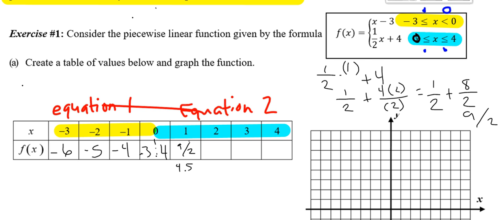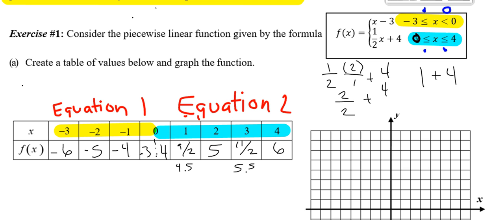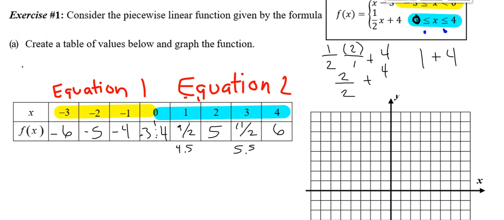Let's try the next one. If I have 2, I have a half times 2 plus 4. Put 2 over 1. 1 times 2 gives me 2, and 2 times 1 gives me 2, so 2 over 2 plus 4. I don't really need a common denominator here because 2 over 2 is the same as 1, and then plus 4 gives me the value of 5. I'm going to pause it. You go ahead and fill in the chart, and see if that's what you got for the rest of the table.